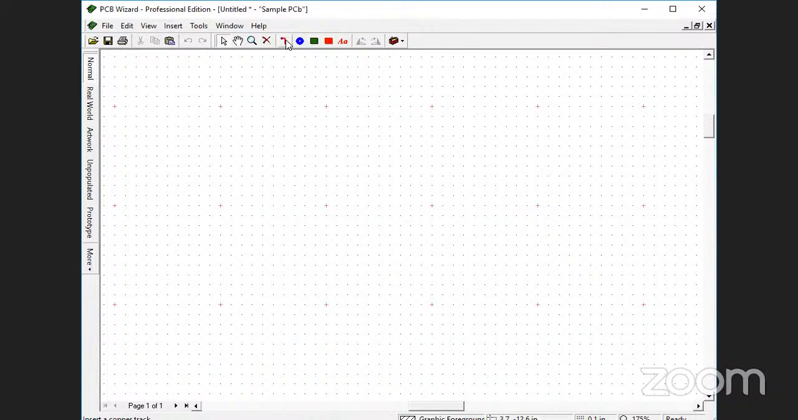So the tracks can be placed by using this track option. Then the pad is there, the shortcut is F3, right? This pad is nothing but the point where we place the wire, or you can say where the components need to be drilled, right? So these are the pads you can place onto your PCB, so that the component can be mounted onto it through the pads, right?